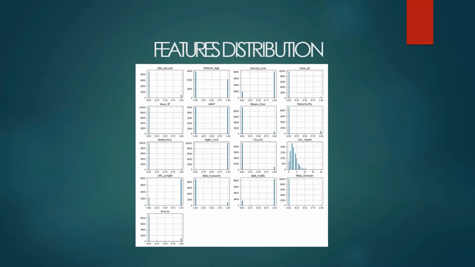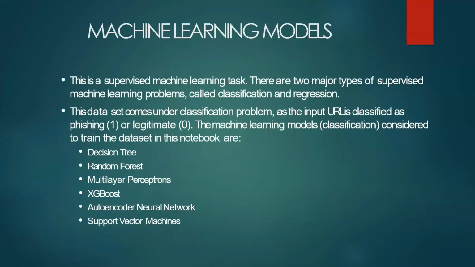So after doing the feature extraction, we are doing a visual representation of the features from the data. After the feature extraction, the output would be a CSV file with all the data. On this data, we are going to run the machine learning models.